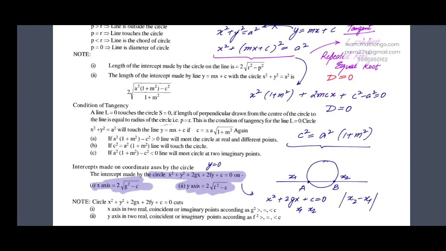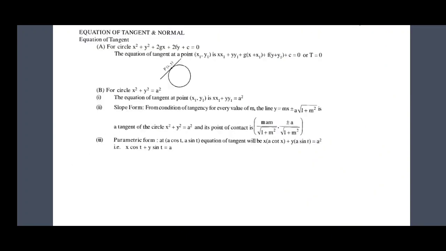How will you do it? One minute. Yes, so what you will do is (x1 plus x2) whole square minus 4x1x2, for which you now know the sum of roots and product of roots. Put the values and you will get the answer. Okay, the value of its square is equal to.